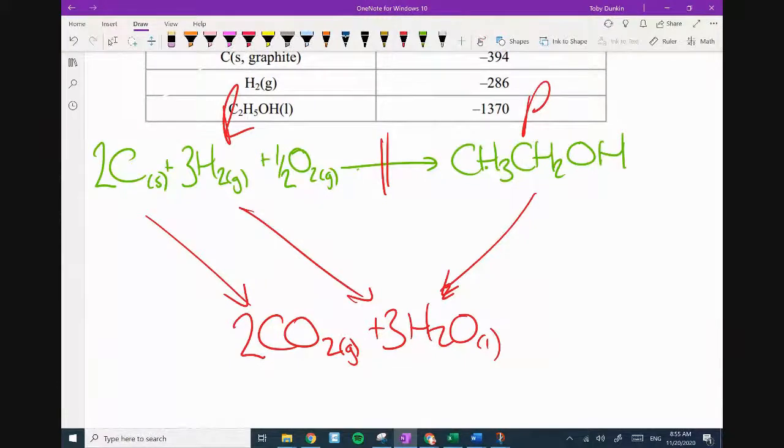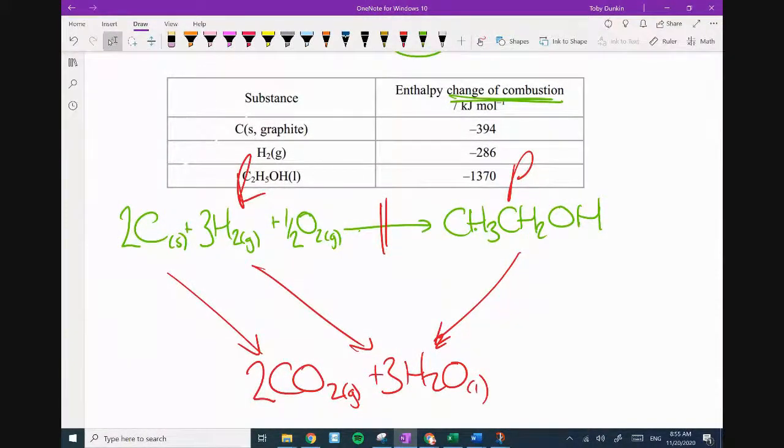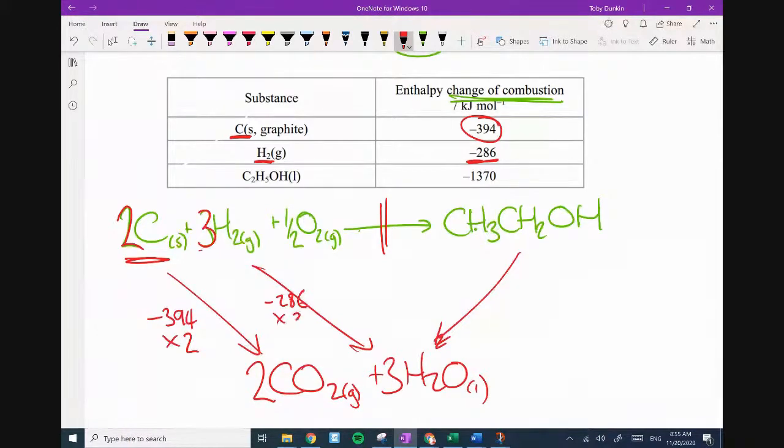Excellent. Right, now what I can do is apply all my numbers. Now, here's the number: burning graphite, burning carbon solid. Oh, there he is. And it gives you minus 394. Now, here's the clever thing. That's minus 394, but I'm burning 2 of them, so I'm going to double it. Next, I'm going to burn hydrogen, 1 mole of hydrogen, and I get minus 286. But I'm burning 3 of them, so times it by 3. You can't burn oxygen. Move on.